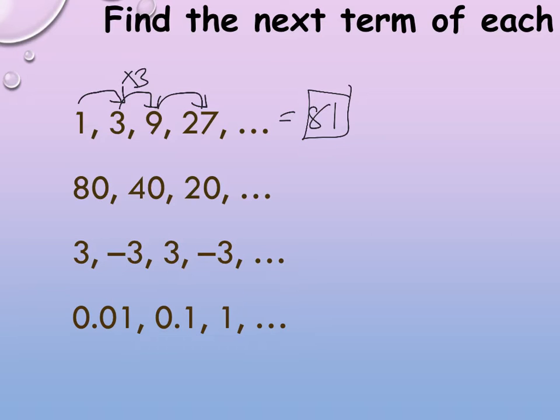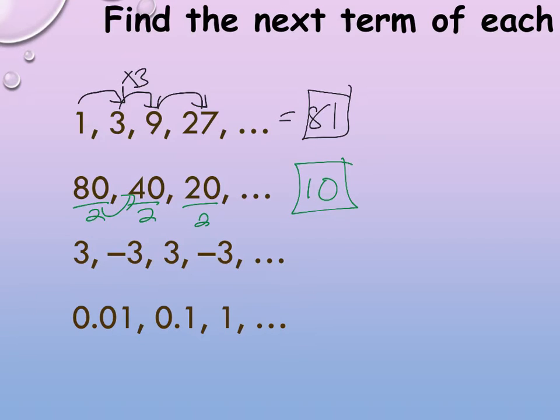Alrighty, and then our next one, let's see, oh, it's getting lower. So if I divide this by 2, I get the next term. So 20 divided by 2 is 10. So my next term would indeed be 10.